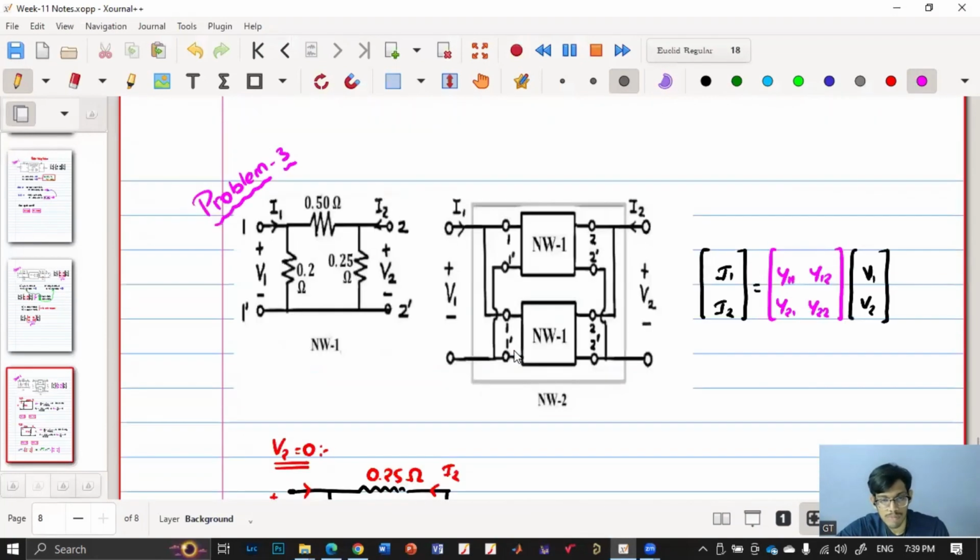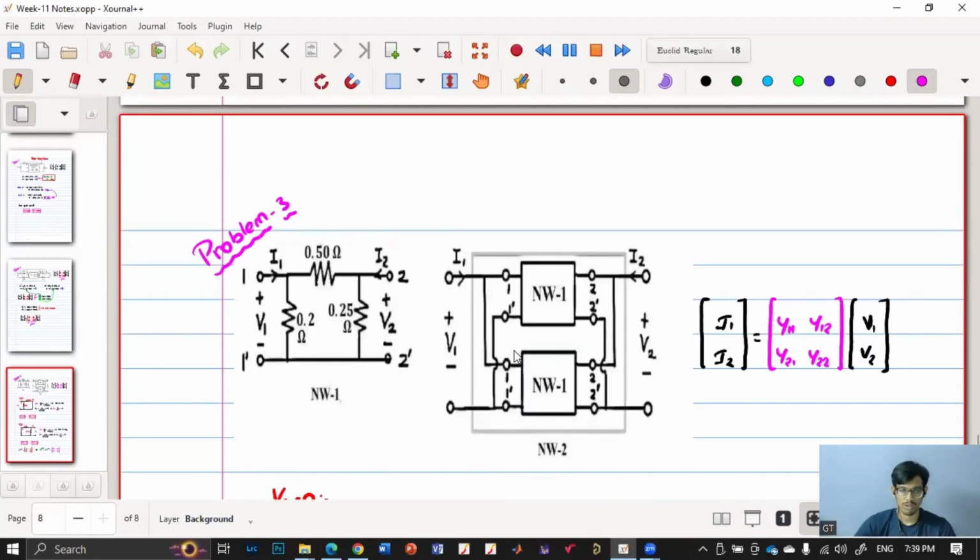So this problem is somewhat tricky compared to previous problems, which are very straightforward. In this problem, they have given one network, and for that network we have to calculate the Y matrix, and then they have connected two such networks in parallel, and they have asked the admittance matrix of the new network.